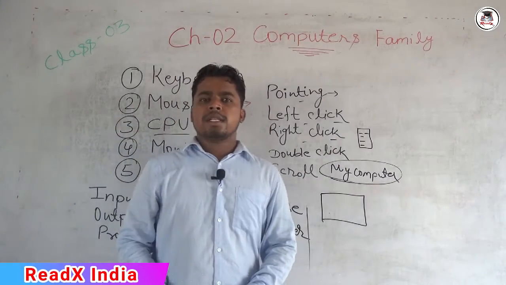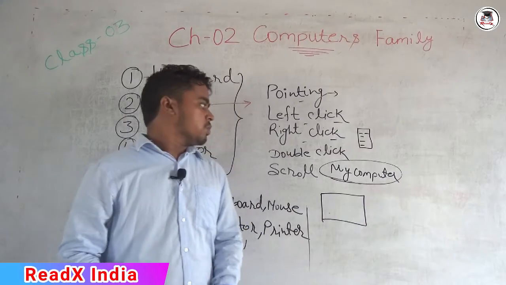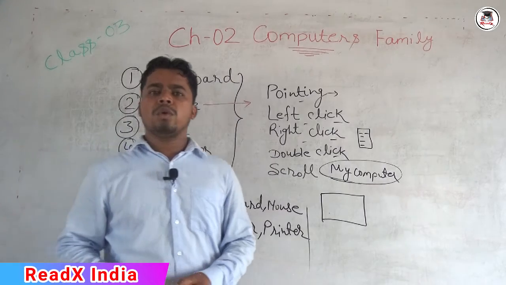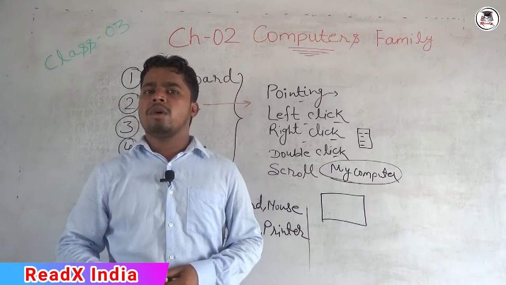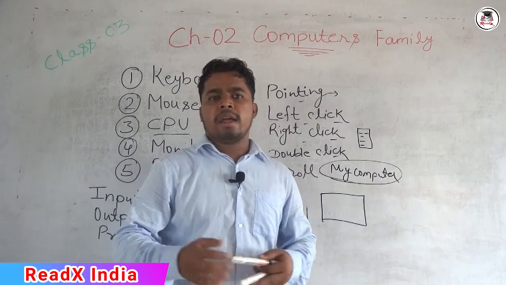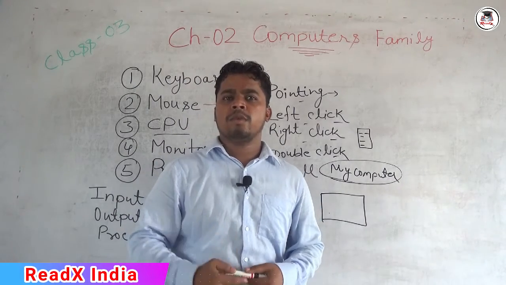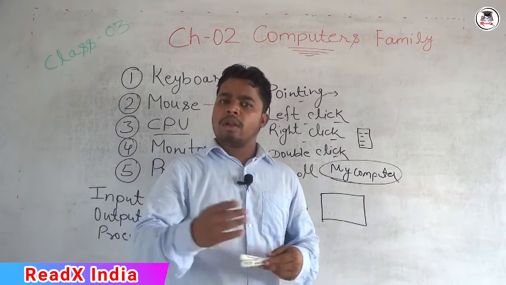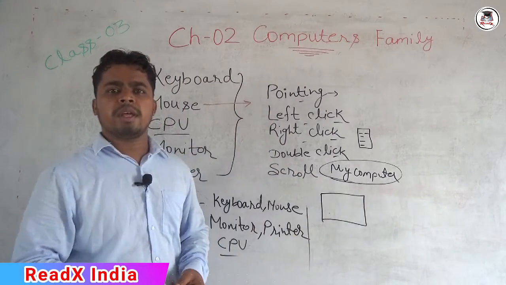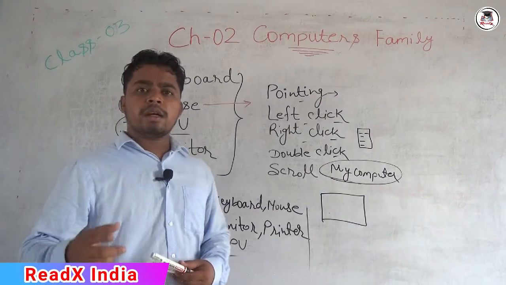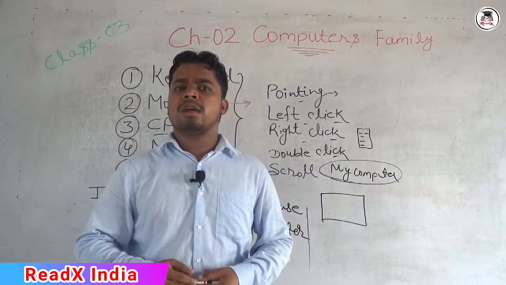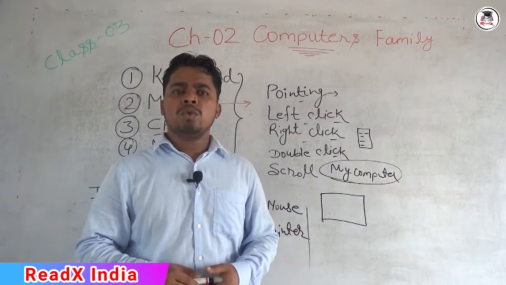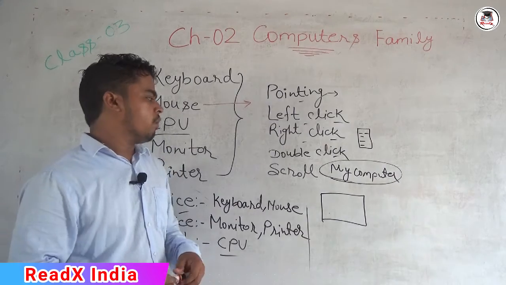Okay, the next thing is double click. So what is this double click? Basically, if you want to open some folder or some file, if I have saved a file in D drive or E drive or on the desktop, and I want to open that, if we click the left button twice, that means instantly, it will help us to open the particular file or folder.